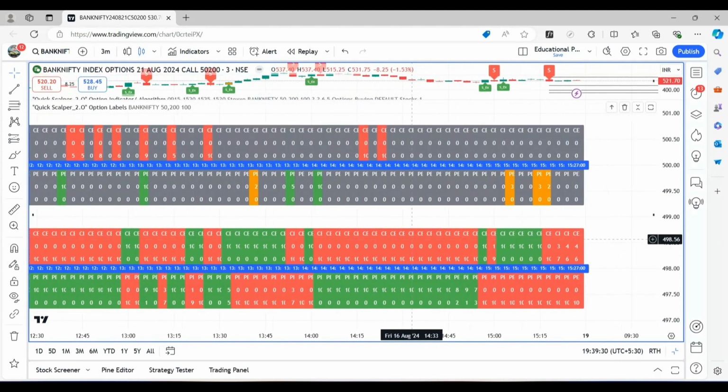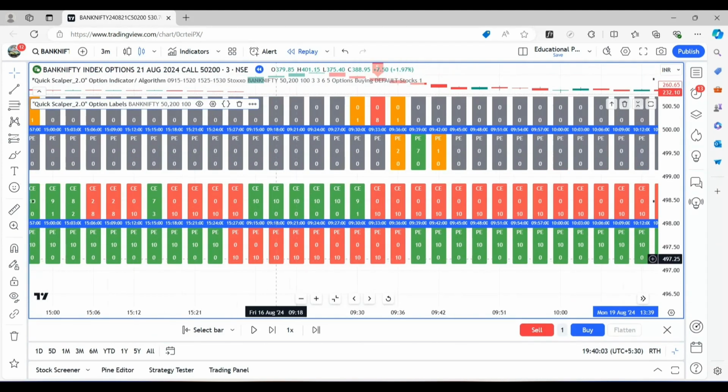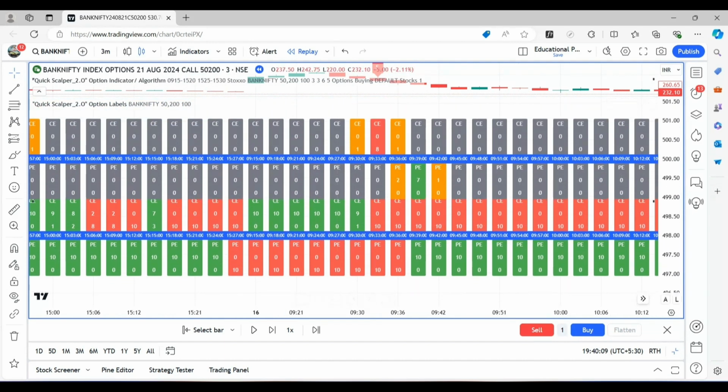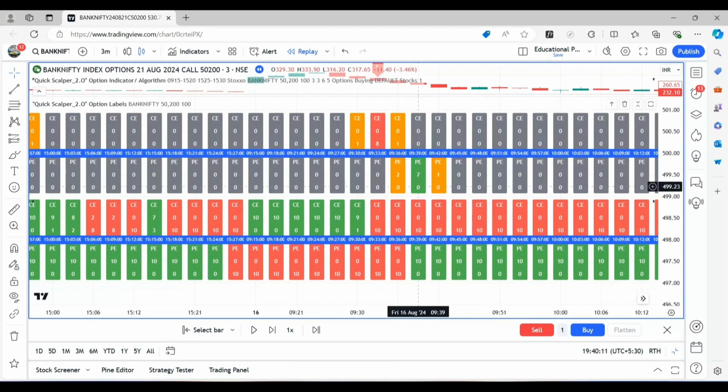So let me go to the back. So this is today's first candle. In this 1 minute candle, you can see in the down label you will be having the confirmation with the call option with 10 OTM strike prices.